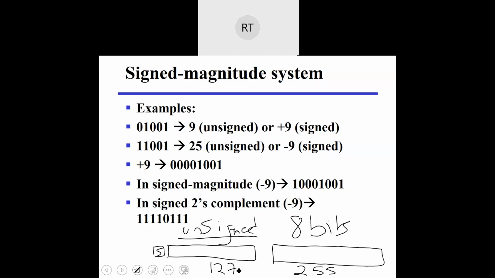If it is 1, the sign is positive; if it is 0, negative. Exactly. This is in the signed, right? This is in the signed. Okay. In the unsigned, you use 8 bits.